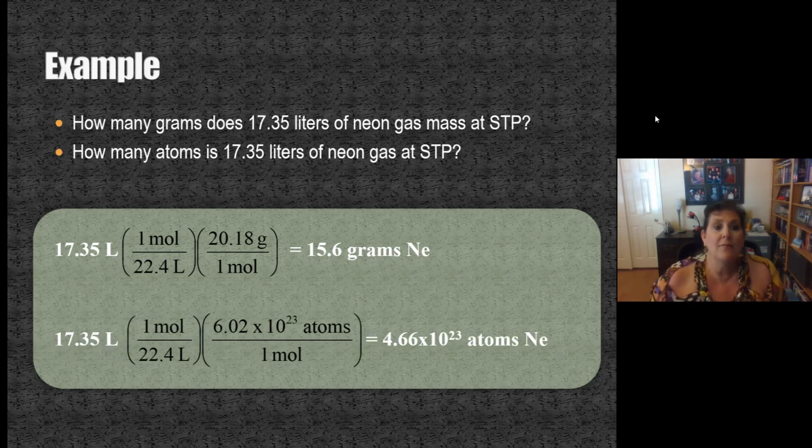Number 2. Starting with 17.35 liters again. Same step for the first step. 1 mole over 22.4 liters. Liters cancel. We got our moles. But this time, I asked for atoms. If the question involves atoms or molecules, you're going to use Avogadro's number, 6.02 times 10 to the 23rd atoms or molecules in a mole. This time we need moles on the bottom, so moles will cancel. 6.02 times 10 to the 23rd atoms is on top. We get 4.66 times 10 to the 23rd atoms of neon.